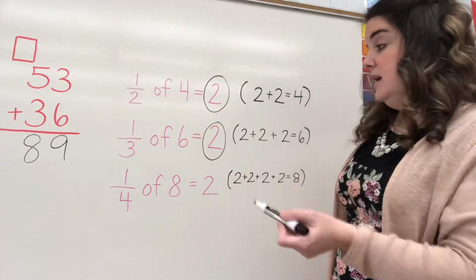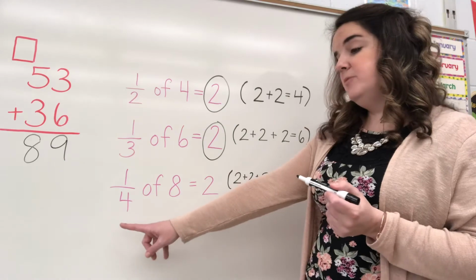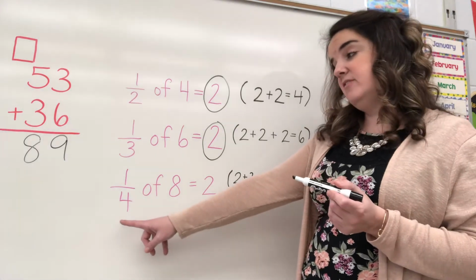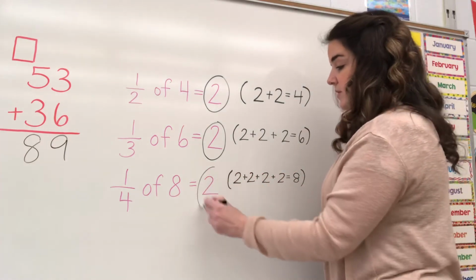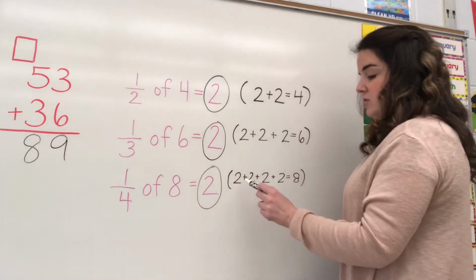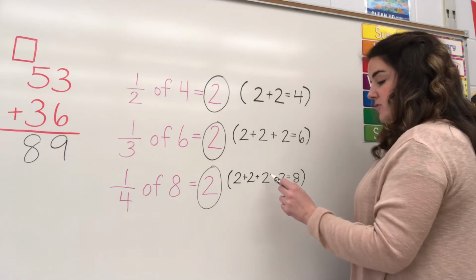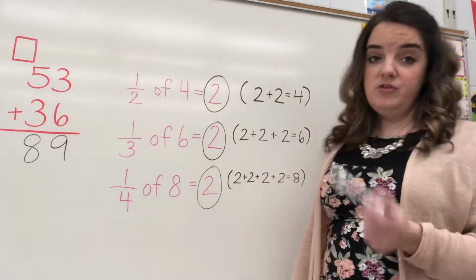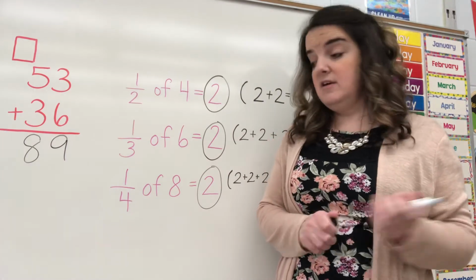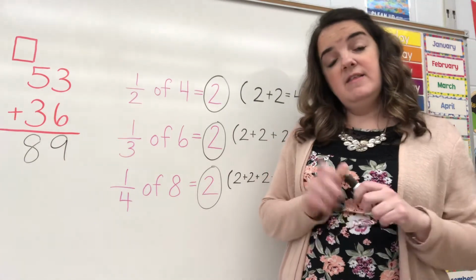All right? And then the last one with the ducks. You have 8 ducks. And 1/4 of 8 equals 2. Or we could say 2 plus 2 plus 2 plus 2 equals 8. So you need to color 2 of the ducks. Okay? So that is the back.